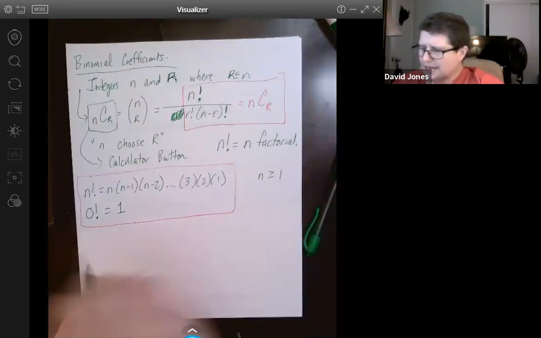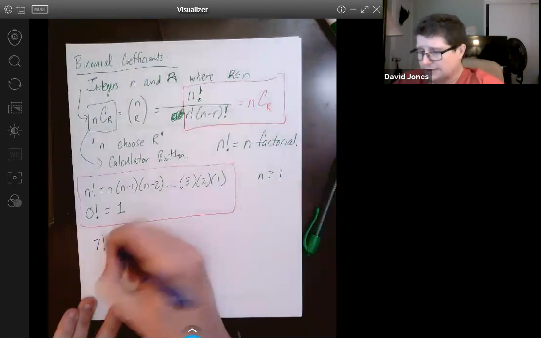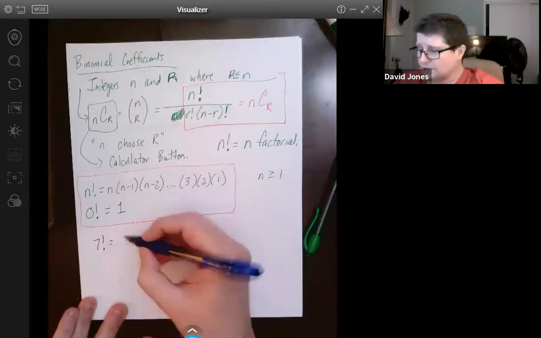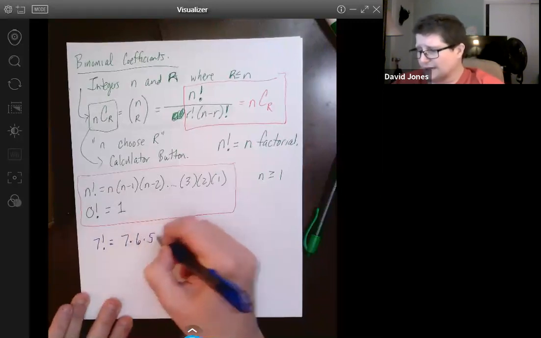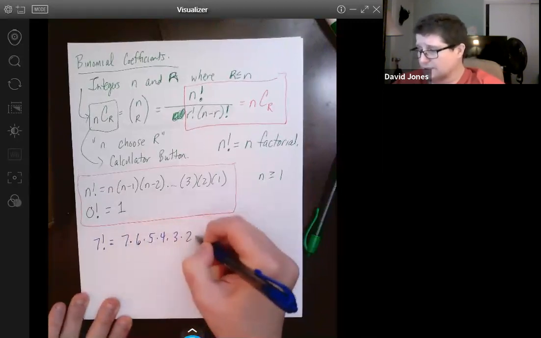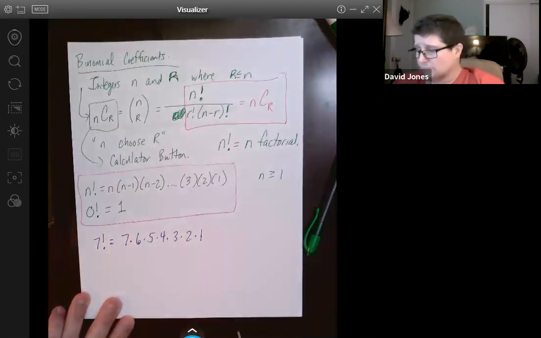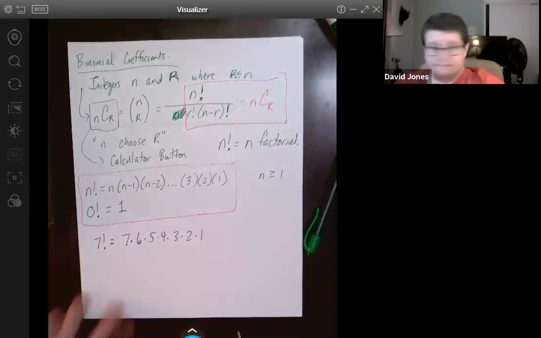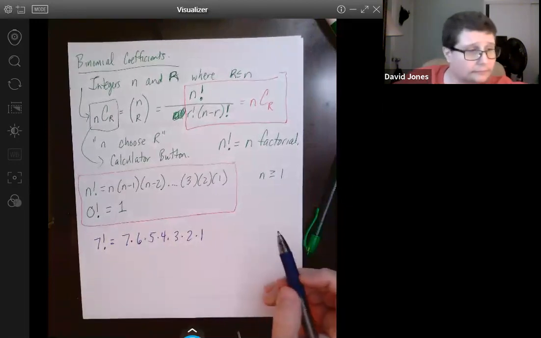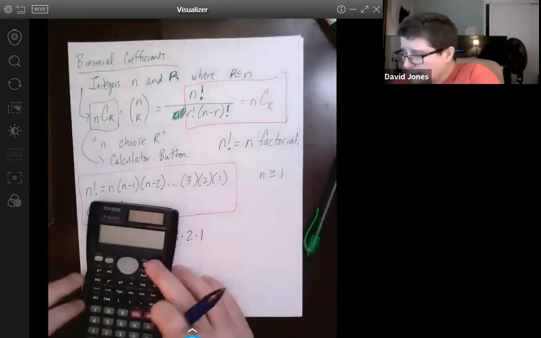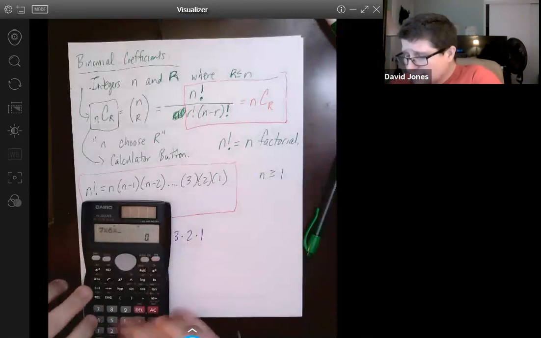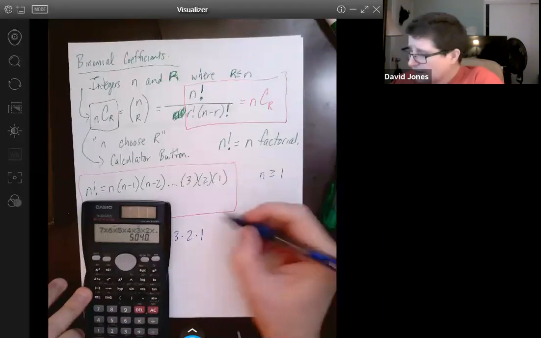Let's just show an example, 7 factorial. That's generally on a lot of calculators too. If they have nCr, they have factorials. 7 times 6 times 5 times 4 times 3 times 2 times 1. Pull out a calculator and show you both ways, just multiplying it out slowly. 7 times 6 times 5 times 4 times 3 times 2 times 1 is 5,040.